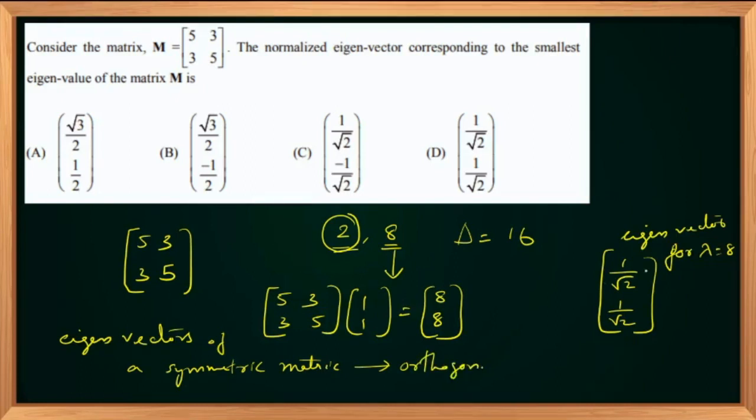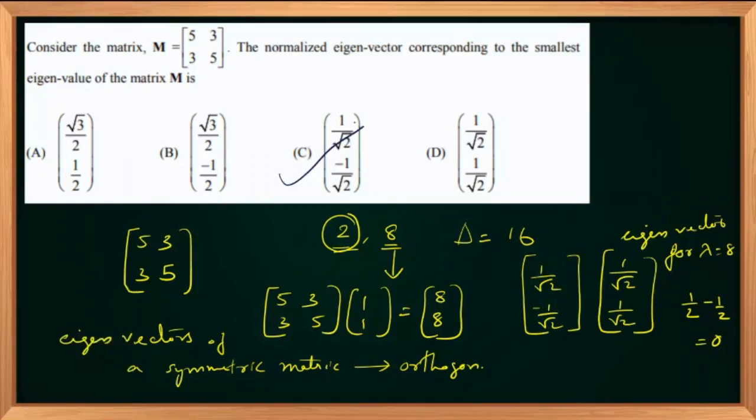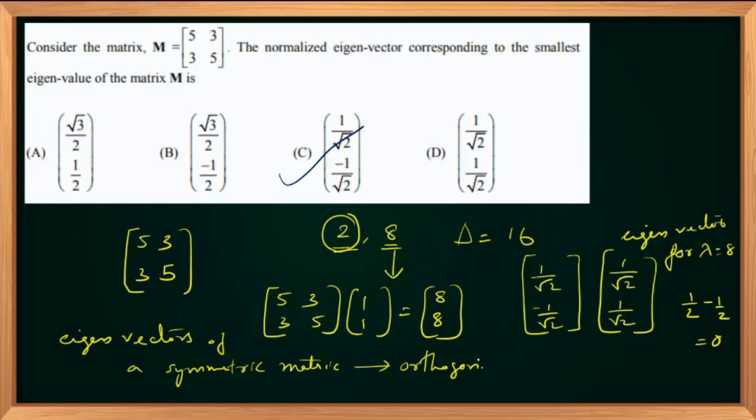So one of the eigenvectors is 1 by root 2, 1 by root 2. Naturally, the other eigenvector has to be orthogonal to this one, which means I will have 1 by root 2, minus 1 by root 2. When you take the dot product of these two, 1 by root 2 into 1 by root 2 is 1 by 2, minus 1 by 2, so the answer is 0. So easily I can pick the answer as C. This property you can apply for a symmetric matrix: all the eigenvectors are orthogonal.